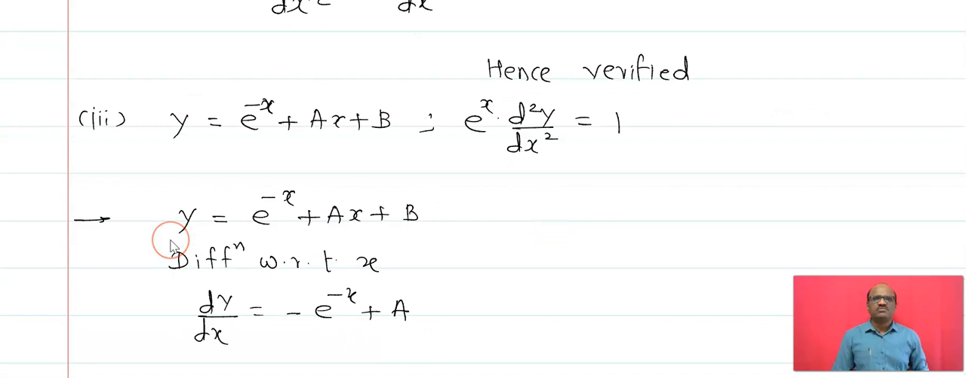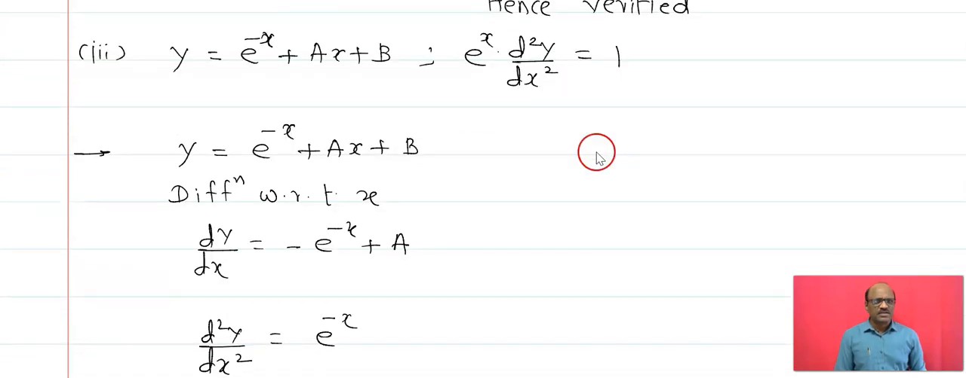Now the next equation, y is equals to e raised to minus x plus ax plus b, and the differential equation is e raised to x into d2y by dx square equals 1. Now y is equals to e raised to minus x plus ax plus b. Now differentiate this with respect to x. Derivative of y is dy by dx.